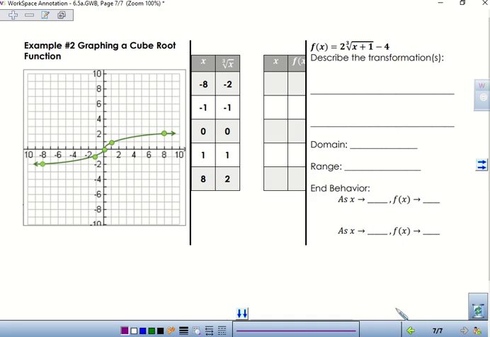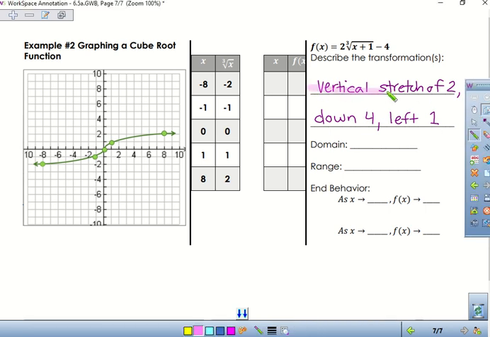So for the next one, we're going to do a cube root example. So let's describe the transformation. It has a vertical, good, another vertical stretch of 2. It goes down 4, and it goes left 1.